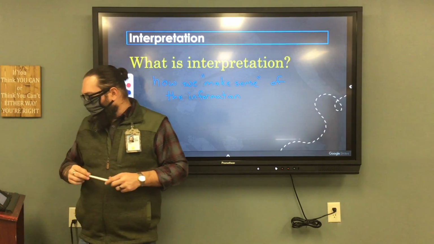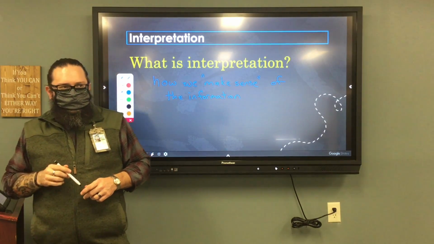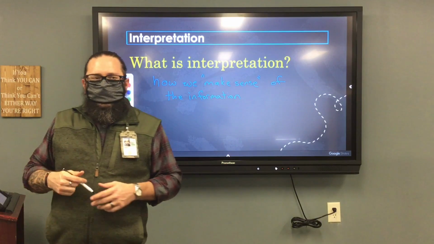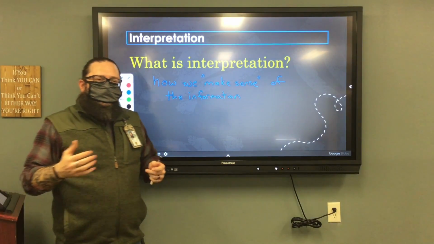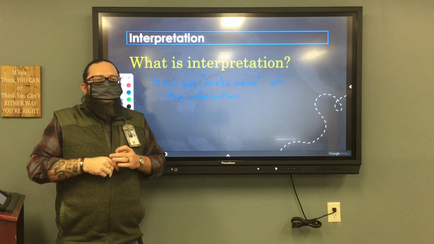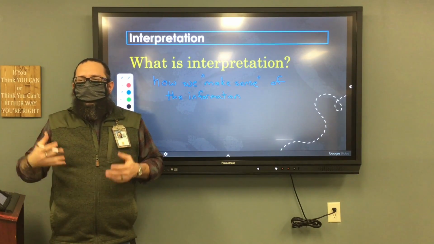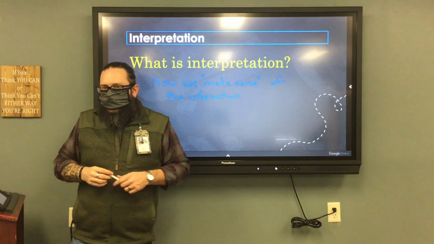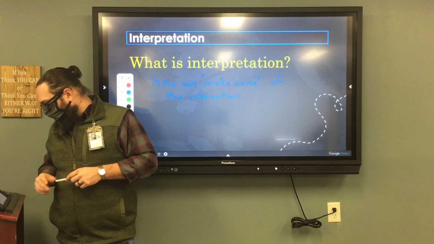Also, your interpretation helps you to draw conclusions about the text. So you take the information that is given to you, and you are able to piece those together to make an argument and come to your own conclusion about what the author wants you to know about that text, or what they want you to learn from it.